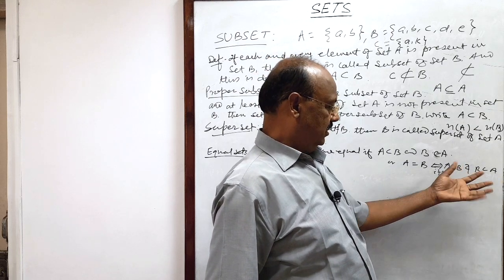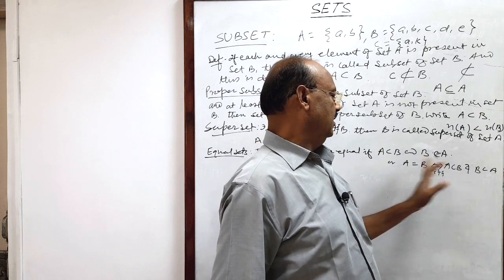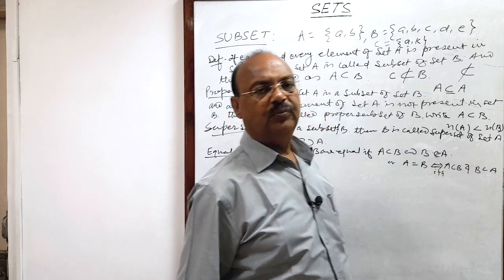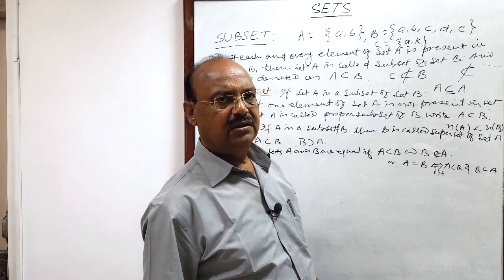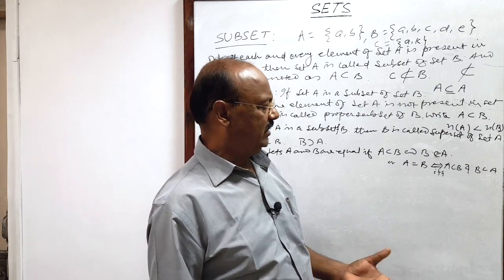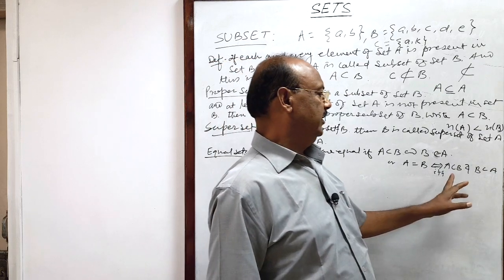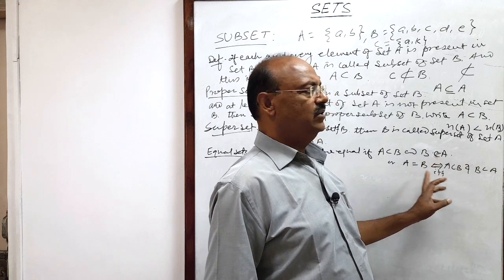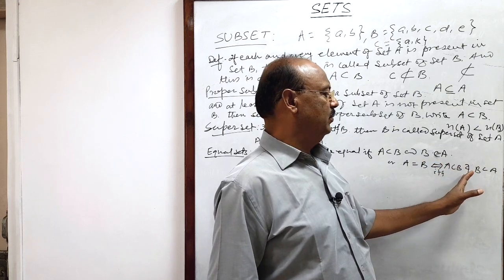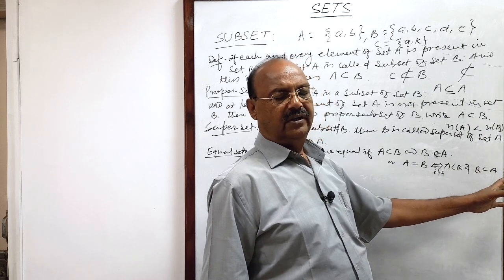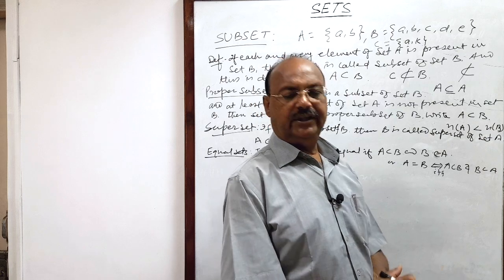Or conversely, if A is a subset of B and B is a subset of A, then A is equal to B. Later on, we will see some questions using Venn diagram or some other way. We will be required to show that these two sets are equal, A is equal to B. Then it will be sufficient to show that A is a subset of B and B is a subset of A. Then automatically these two sets A and B will be equal.